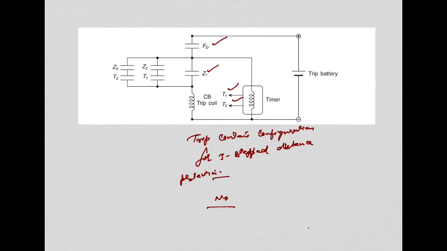Now, in case the fault is within the first step of the distance protection, the trip coil gets energized through the Z1 and FD contacts. Depending upon whether the fault is within the second or the third step, the trip coil gets energized through the series combination of either Z2 and T1 or Z3 and T2. So this is the trip contact configuration for the three-step distance protection.